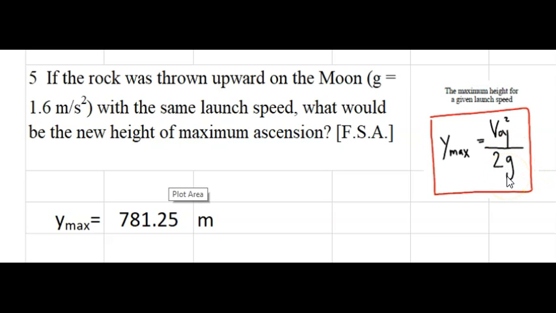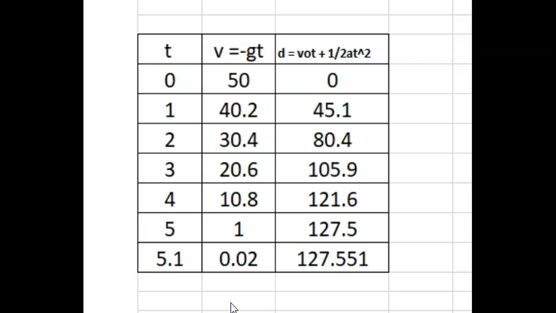So we still use Formula 5. We know that the speed at the top is 0 and the initial speed is 50. V squared over 2g, but this time g is 1.6, and so we get 781.25 meters.